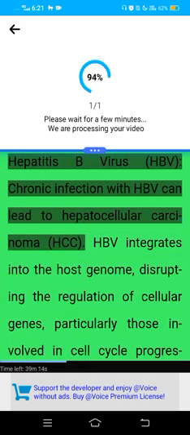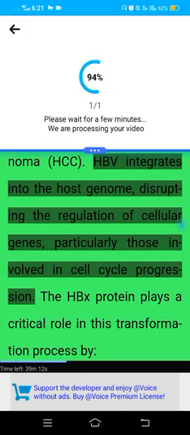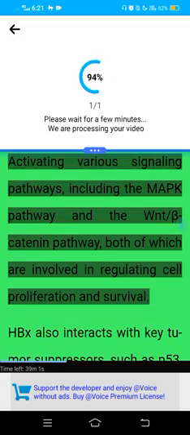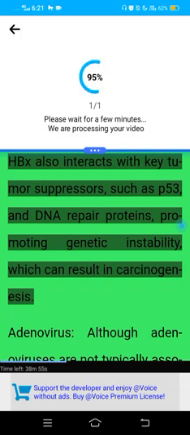Hepatitis B virus (HBV): chronic infection with HBV can lead to hepatocellular carcinoma (HCC). HBV integrates into the host genome, disrupting the regulation of cellular genes, particularly those involved in cell cycle progression. The HBx protein plays a critical role in this transformation process by activating various signaling pathways, including the MAPK pathway and the Wnt beta-catenin pathway, both of which are involved in regulating cell proliferation and survival. HBx also interacts with key tumor suppressors, such as p53, and DNA repair proteins, promoting genetic instability, which can result in carcinogenesis.